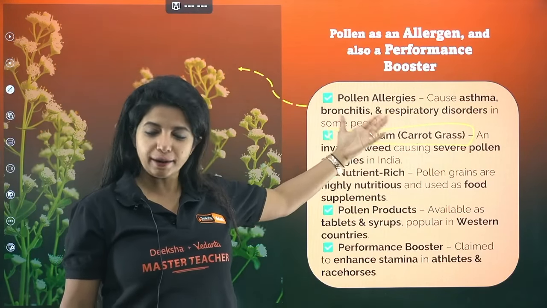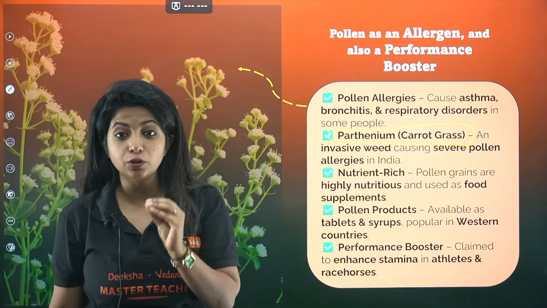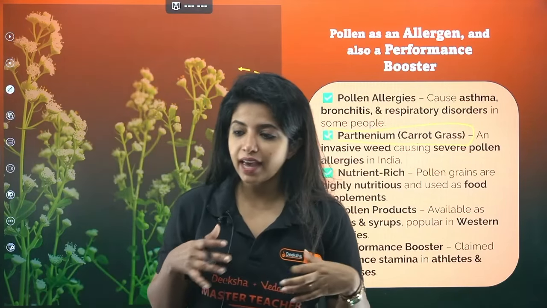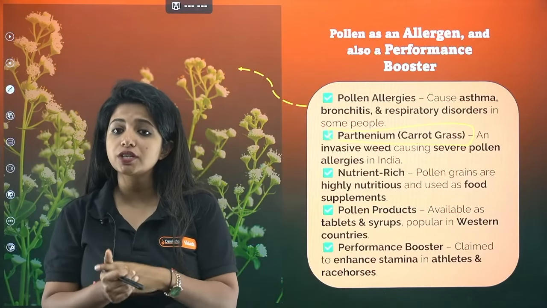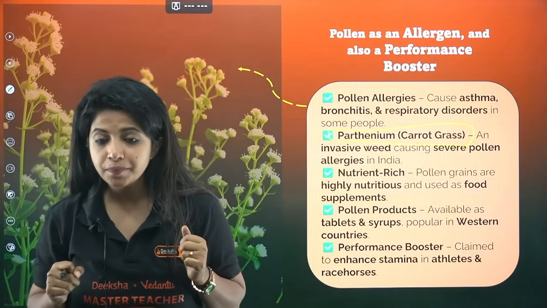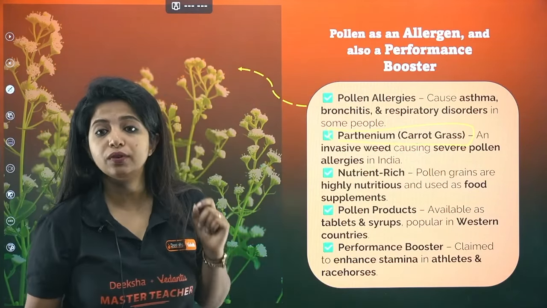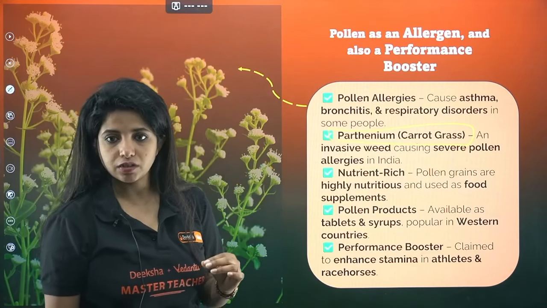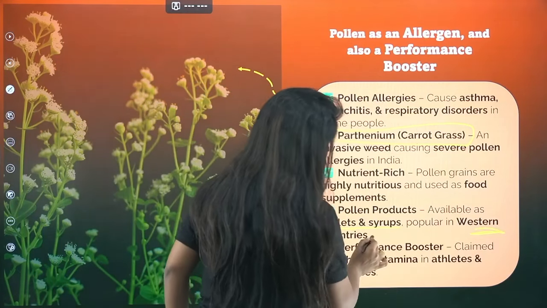Now it is highly nutrient rich. So we saw the bad part of pollen grains, that it is an allergen. The good part is that it is nutrient rich, because obviously they need nutrition to provide to the gametes out there, right? So it is highly nutritious, which is why it can be used as food supplements as well. And it is very popular in Western countries. The pollen products, such as tablets and syrups, are very popular in Western countries.